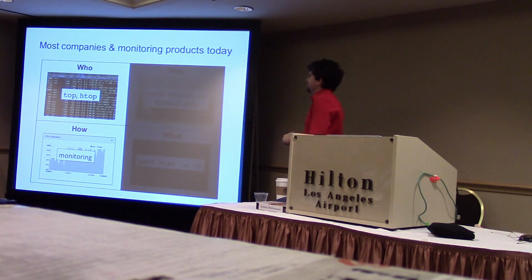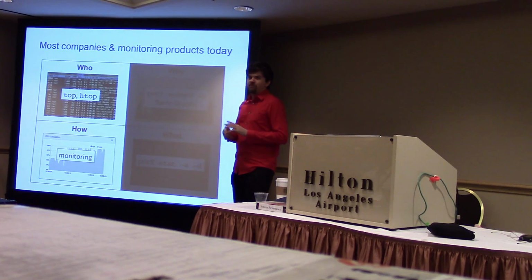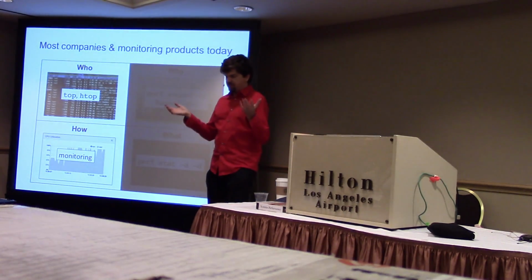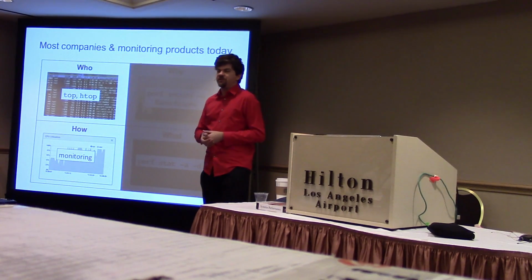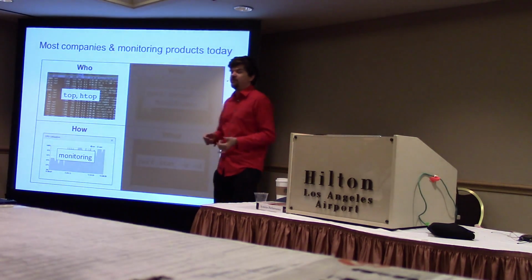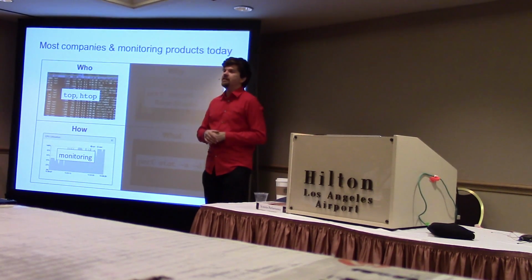Most companies doing performance monitoring today, and people building their own solutions, are really good at the who and the how, but are really bad at the why and the what. Are really bad at, show me, like, here, I know Java is 100% CPU. Why? Like, why exactly? What code paths? Is it in the JVM? Is it in compile? Is it in GC?